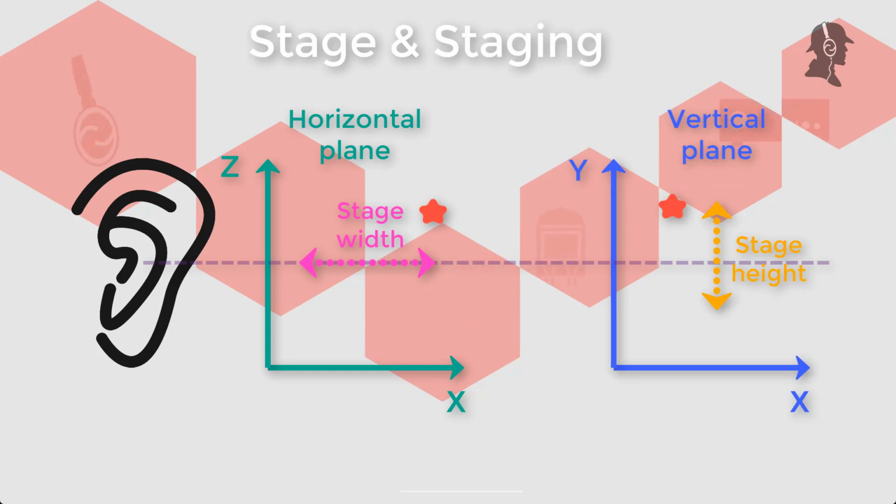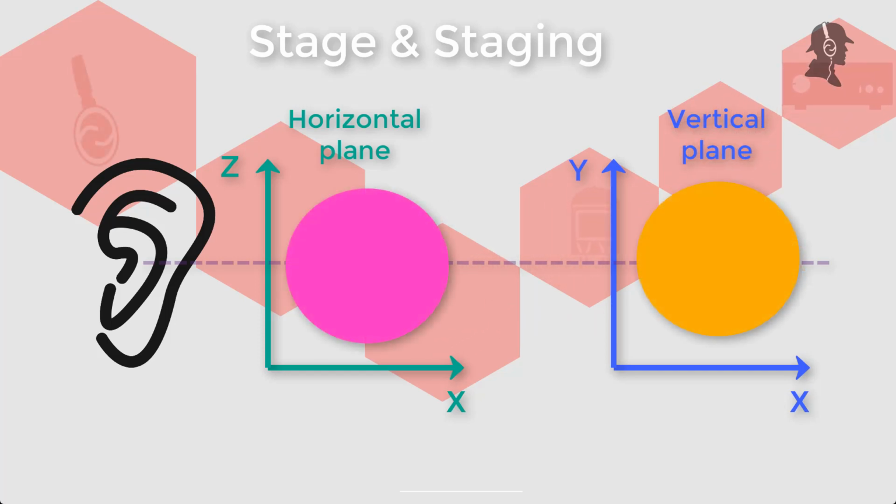So again, let me now draw a circle here, which of course in 3D would be a ball, but for easier reference, it will just be a circle in this graphic. And let's assume something happens, for instance, at the front of your ears.